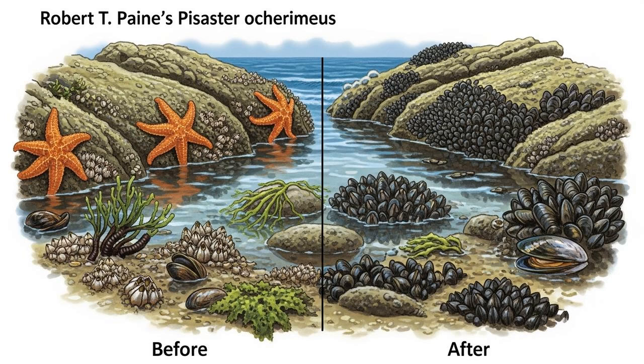So he designed an elegantly simple experiment. In one section of the shoreline, he did something that must have felt very strange. He started prying every single ochre starfish off the rocks and tossing them back into the ocean. He did this over and over, keeping his experimental plot completely starfish-free. What happened next was astounding.